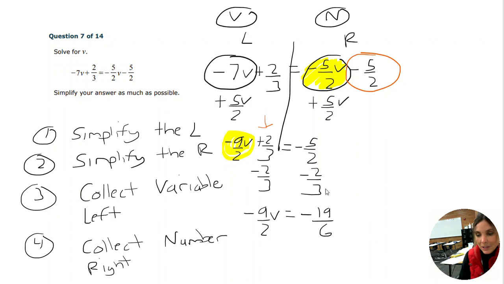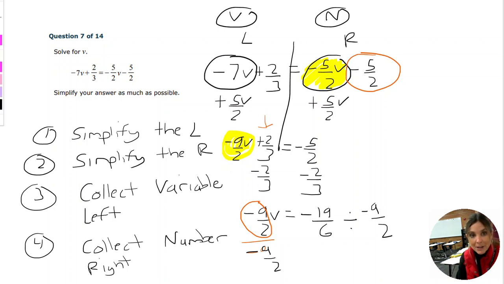last step is to get rid of the coefficient of the variable. So this v is being multiplied by negative 9/2. So I'm going to divide by negative 9/2. I'm going to divide the other side by negative 9/2. It absolutely 100% does matter which one goes in the calculator first. So this one goes in the calculator first.